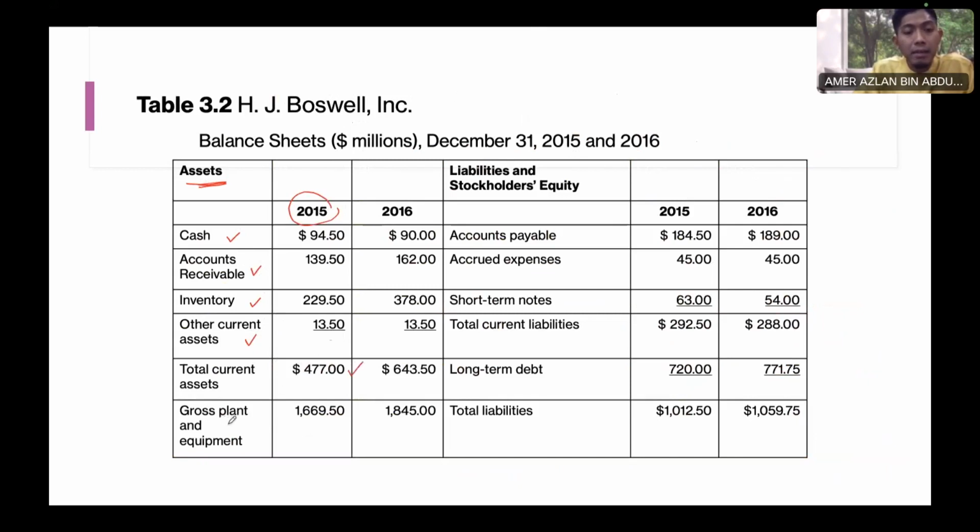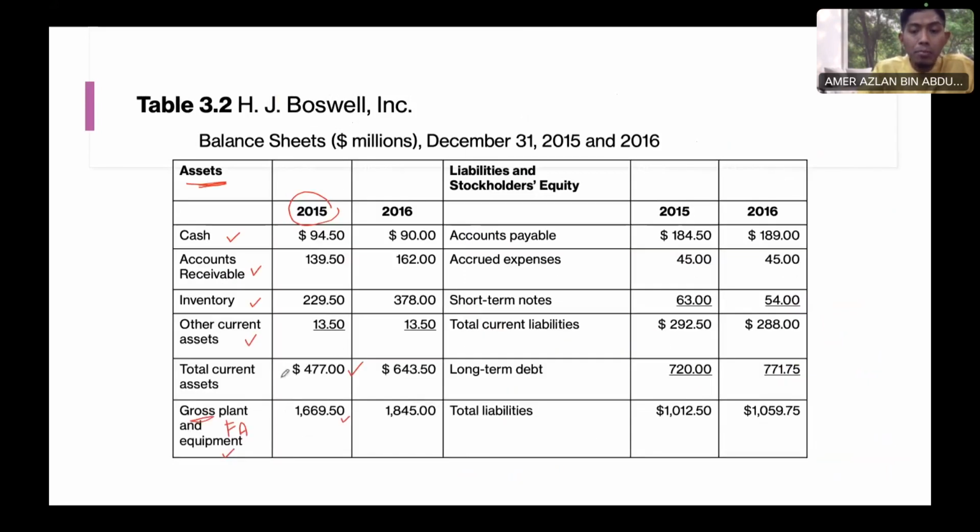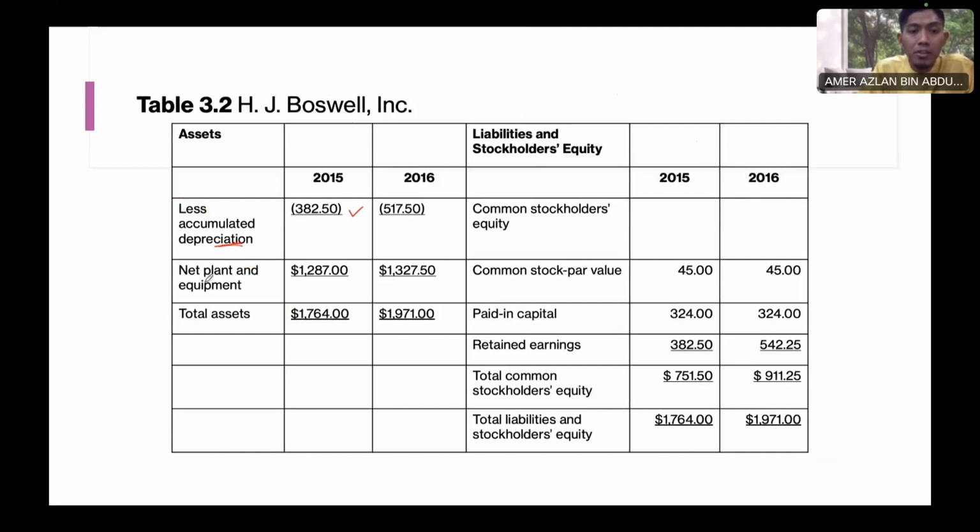And then the company has this gross plant and equipment. This is the fixed assets. The gross plant and equipment is 1669.50. Gross means before depreciation, and depreciation means a drop in value of the equipment, so it has to be subtracted. After the gross plant and equipment, you subtract the accumulated depreciation, and you then get a net plant and equipment worth around 1287.